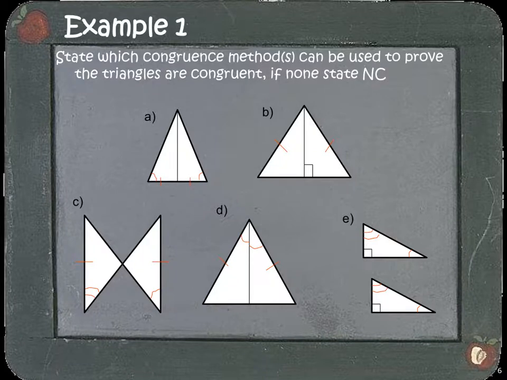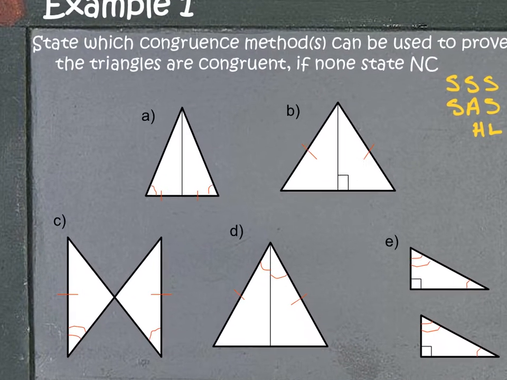Okay, here's where this gets interesting. We know SSS, we know SAS, we know HL. I'm going to make notes of this here. SSS, SAS, and HL. This is what we've got so far to prove that these are congruent. So we're going to state which congruence methods can be used to prove the triangles are congruent. If none, state NC. They mean not congruent, but really what they should say is not enough information.